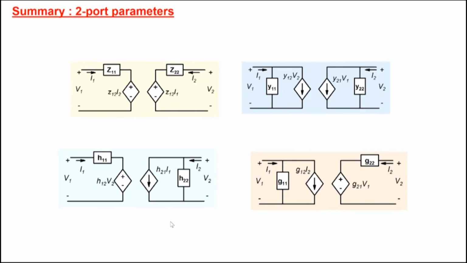As a summary, when you have a piece of circuit with two ports, with a pair of two terminals each, and it's a linear circuit that doesn't have any independent voltage or current sources within it, you can represent it in these four ways. There are more two-port representations, but these are four common ones: Z parameters, Y parameters, H parameters, and G parameters.